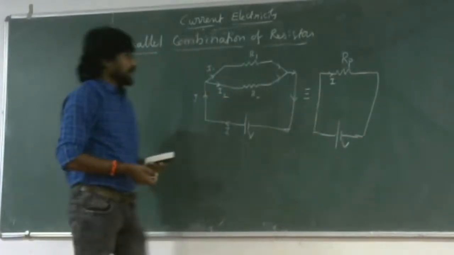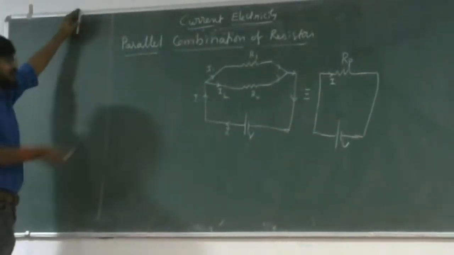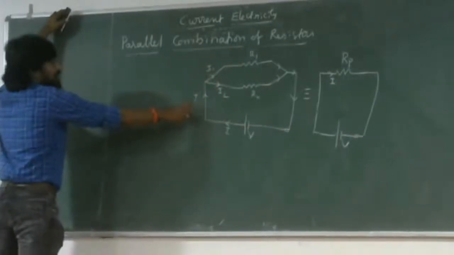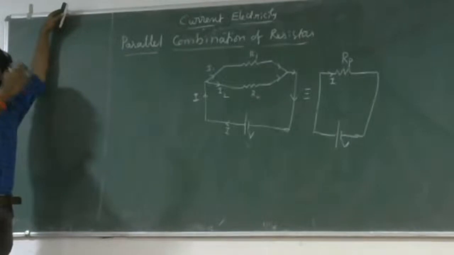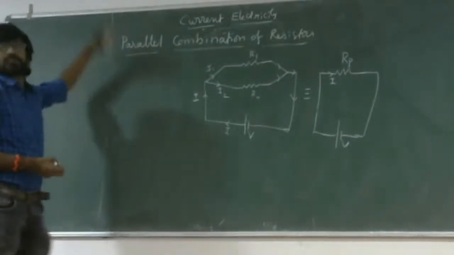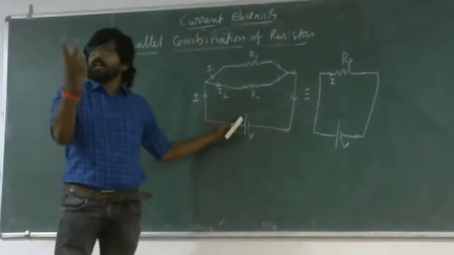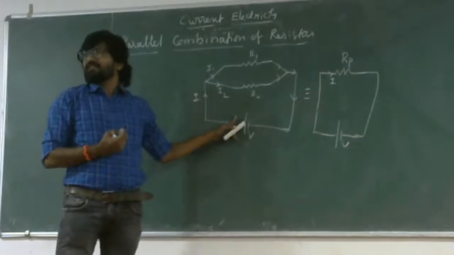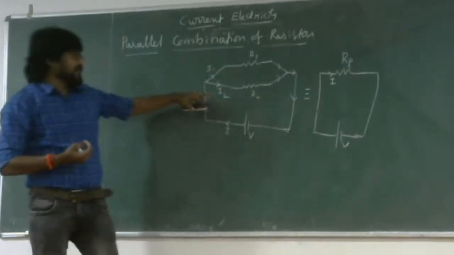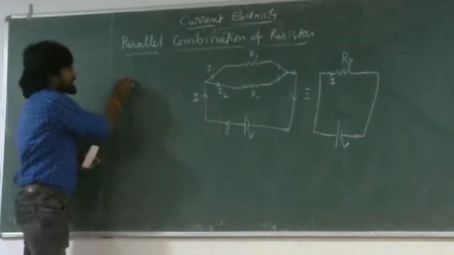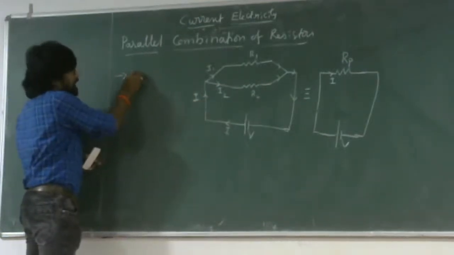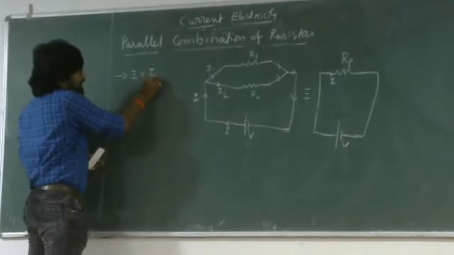Okay? So, in parallel combination, current divides. In series combination the potential divided. So I took V is equal to V1 plus V2, and by making use of that relation, I obtained an expression for effective resistance in series combination. Here, the parameter which is dividing is current. So by taking this into consideration, you can write I is equal to I1 plus I2.